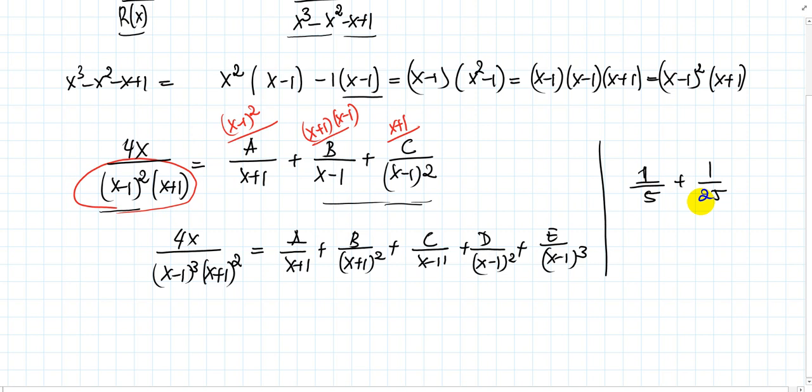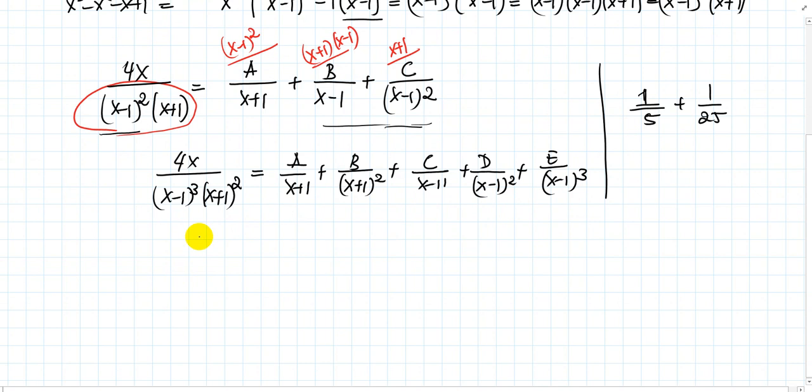Yes? So the smallest possible common denominator will be (x minus 1) squared multiplied by (x plus 1), okay? You don't need to multiply all the denominators. So here as well, you don't need to multiply 5 by 25 in order to add these two ratios. The common denominator here might be just 25, right? The same as here. Good?